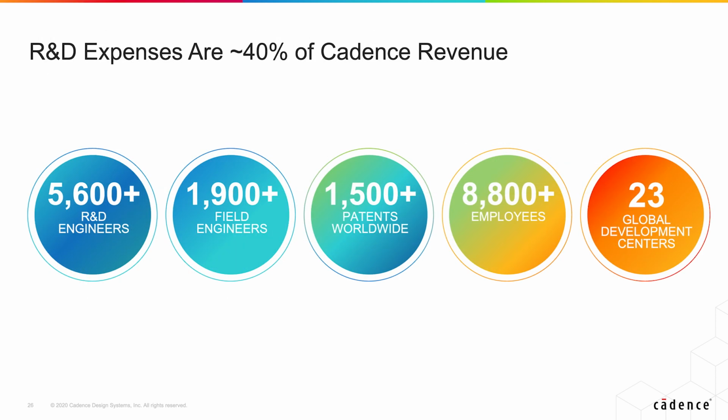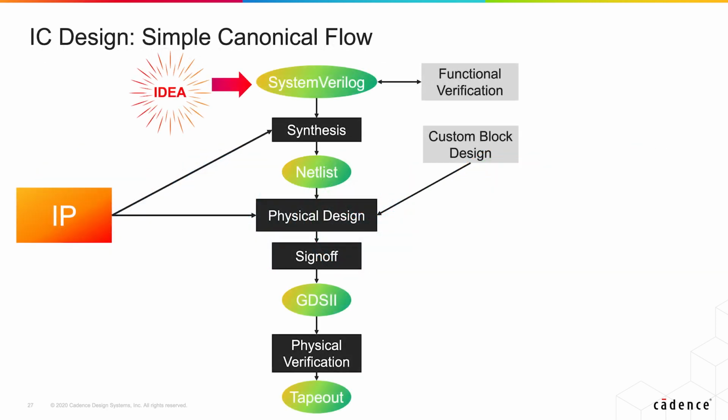So that takes a lot of investment. Cadence actually invests about 40% of our revenue, 38, 39% of our revenue in R&D. We have about 6,000 R&D engineers, 1,900 field engineers, and so on, in about 23 sites. It's very global. We've got development sites in Europe, all over the US, all over India, in China, and so forth. So here's a simple flow to show how chips are actually designed.